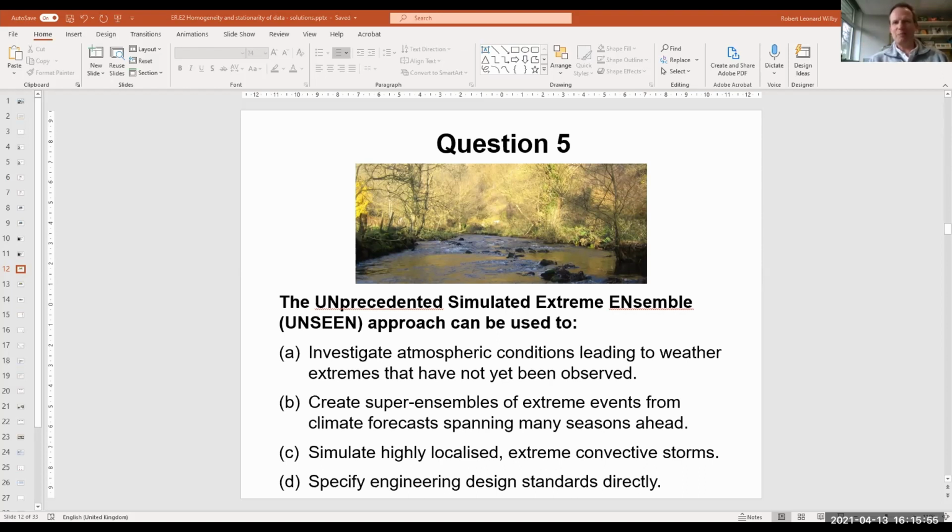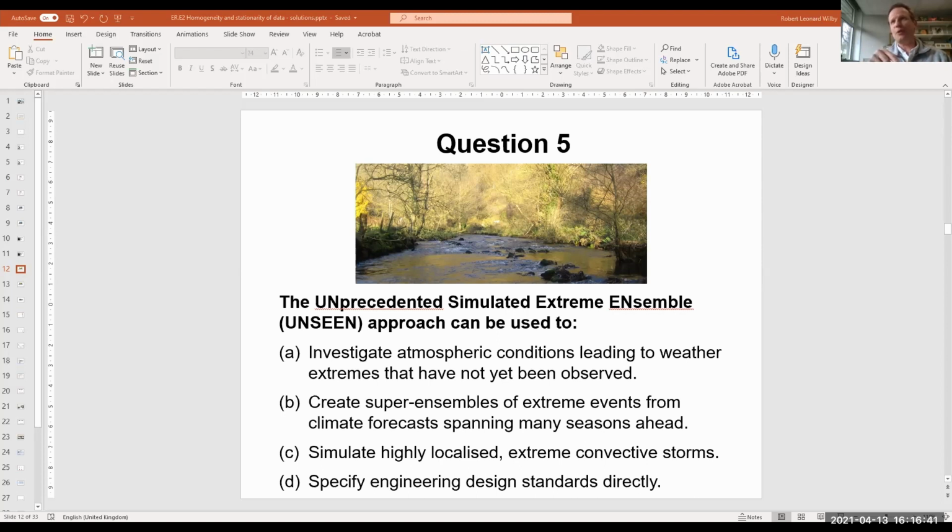It's not B because we can only group together these ensembles so many months out into the future. If we go too far into the future, the boundary forcing effects from ocean temperatures and ice extent and things like that start to provide a consistent signal across the different ensemble members. So we can no longer treat them as independent, which is necessary for the pooling of the data sets.